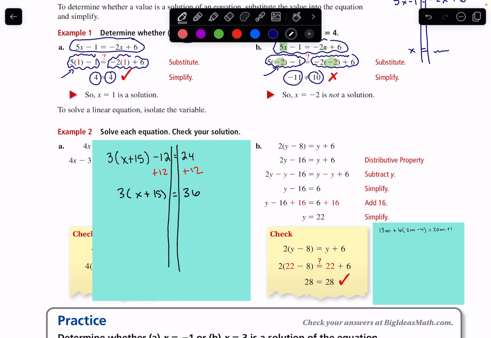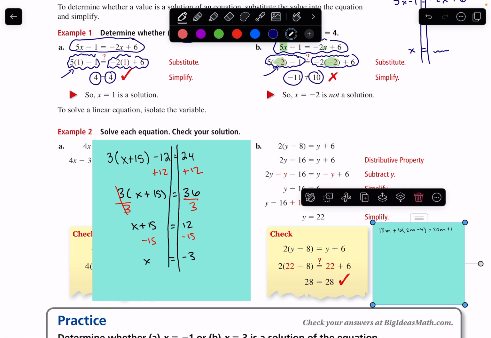Now, again, I could distribute. I could take 3 times x and 3 times 15. Or I've got 3 multiplied by this parenthesis. Well, the opposite of multiplying by 3 is dividing by 3, and that'll make that 3 go away. So if I divide by 3 over here, I get 12. So I have x plus 15 equals 12. Now all I have to do is minus 15 from both sides. And I end up with x equals what? Negative 3. That's my solution.